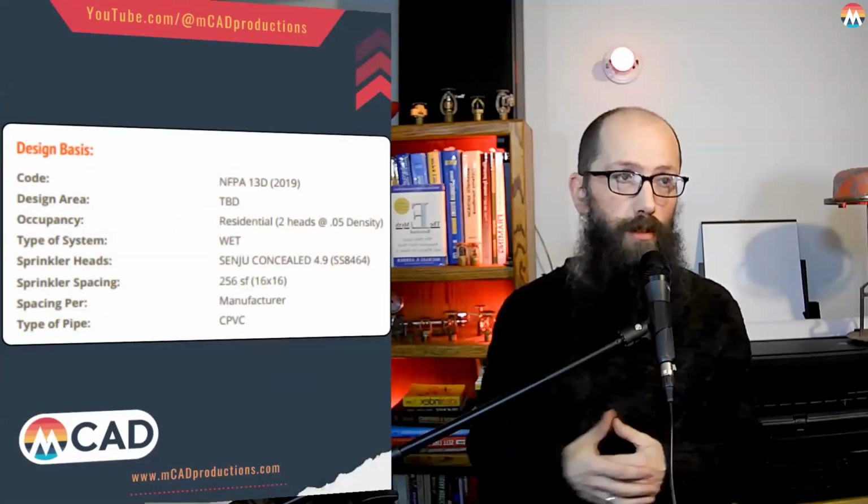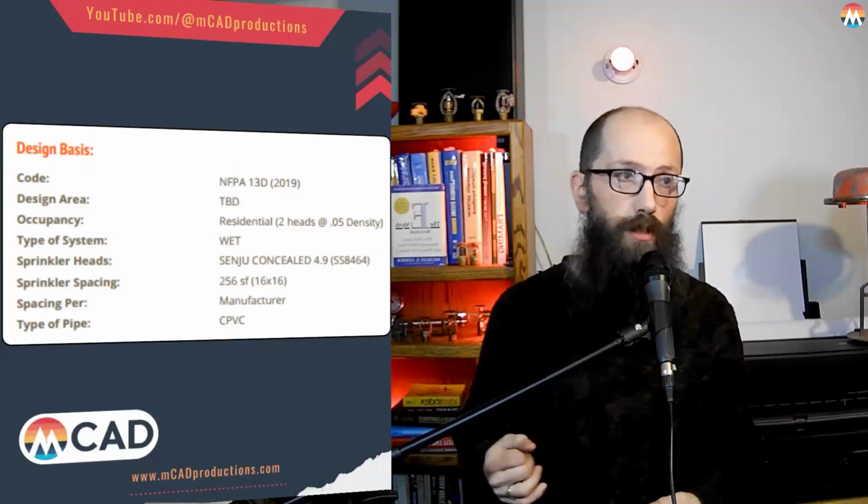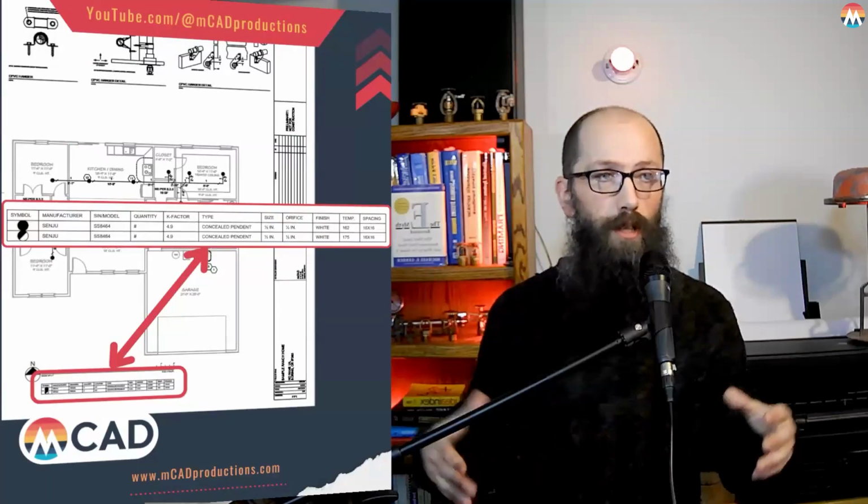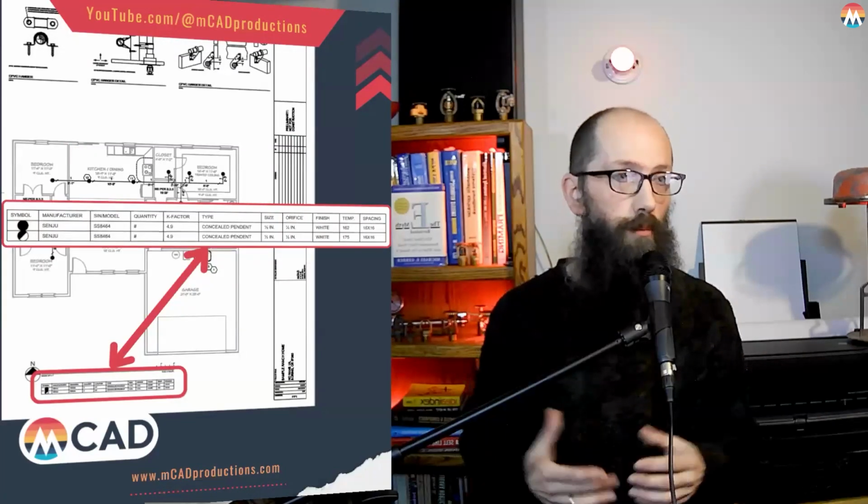Here it is zoomed in just so you guys can see it. We were using Senju concealed 4.9 sprinklers. And this box is the head legend at the bottom of our plans where we put all of that information.